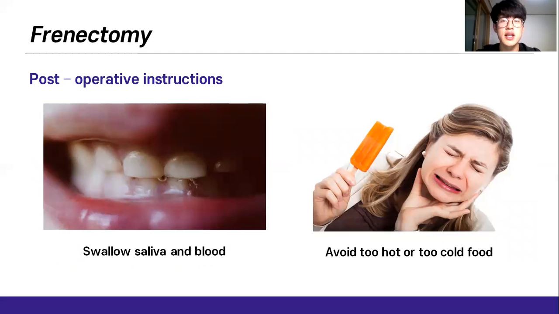After the treatments, there are some instructions that you must follow. First, you must swallow your saliva and blood. This will help your blood clot to remain on the surgical site. A dry socket may occur if you lose a blood clot. And please avoid food and beverages that are too hot or too spicy. If you eat such things, it can interfere with the healing of the gums. You can brush and floss your teeth as normal, except for the surgical site.